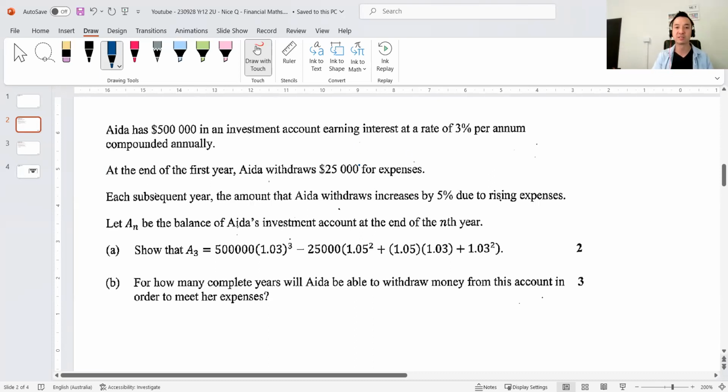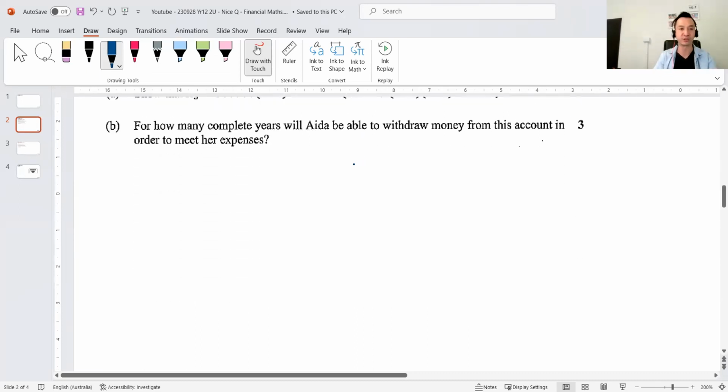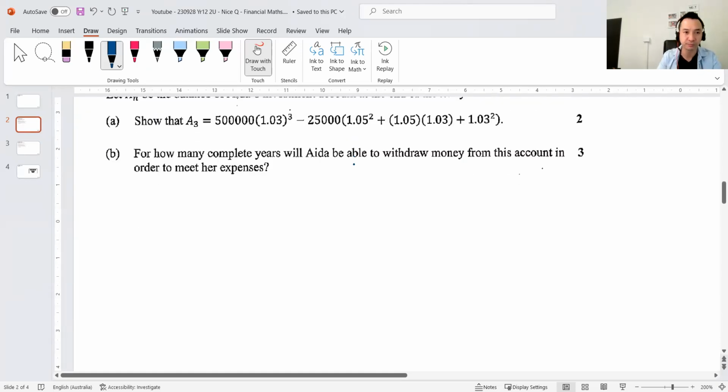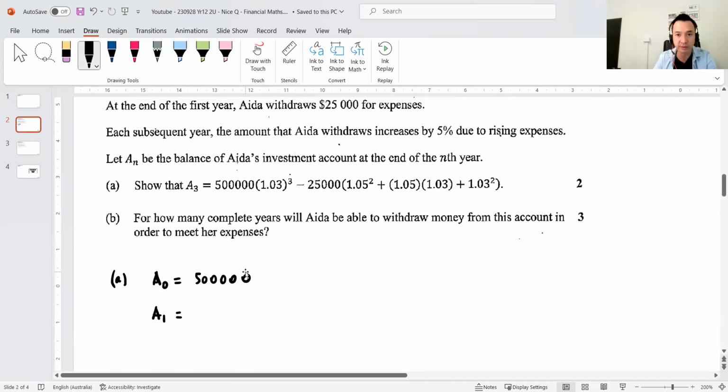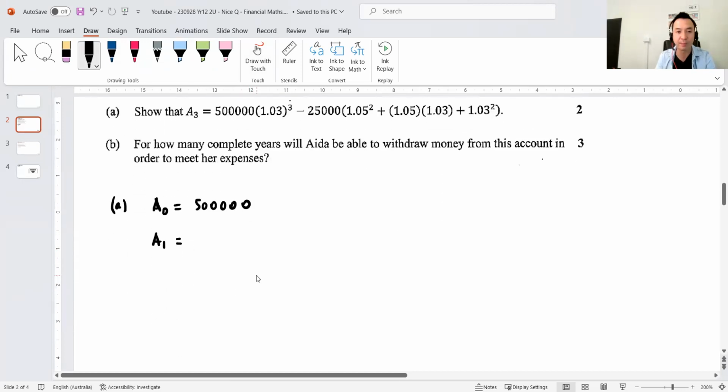Now, let's start this question and develop the geometric series. I really like this. So, part A. Obviously A0, she has $500,000 in the investment account. At the end of year one, now what happens? The 500,000 earns 3% interest, and then she subtracts $25,000 for the first time. That's cool. That's easy. That's sweet.